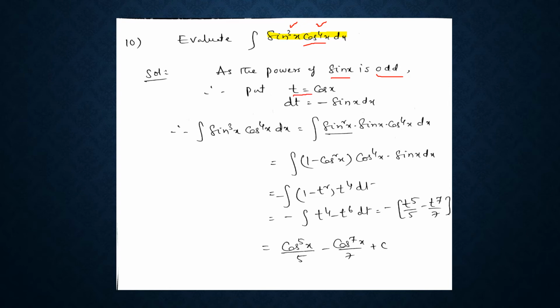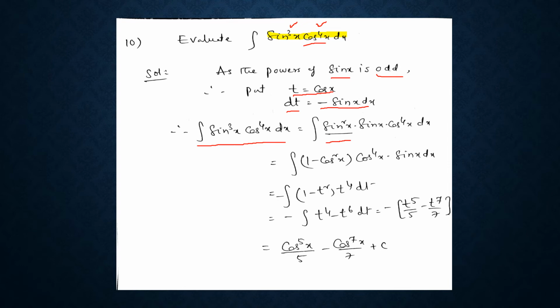So put t equal to cos x. We are taking the variable t equal to cos x. Now differentiating with respect to x, we get dt equal to d by dx of cos x, which is minus sin x dx. Now the given integral, sin cubed x into cos to the power of 4 x dx, becomes, here we are taking cos x as t and we have sin cubed x also. So dt can be written in terms of sin x dx.